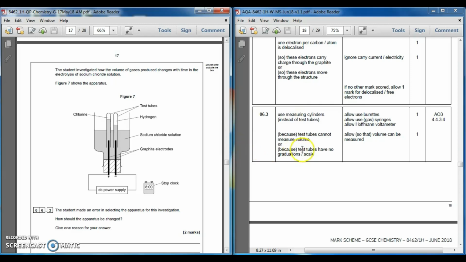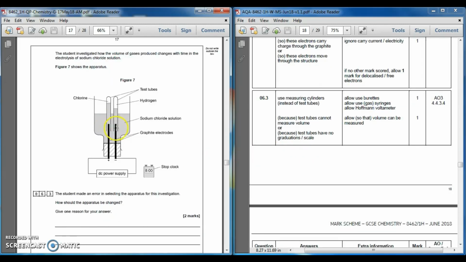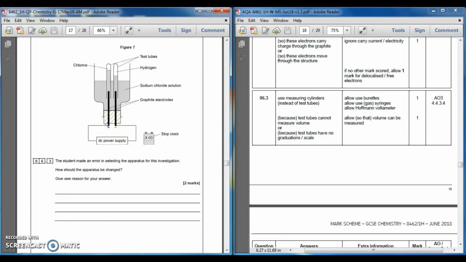So some people spotted that, but they didn't say what they'd need to do about it. So if you'd used measuring cylinders instead of test tubes, that would have been fine. You could have also said use a burette or any other thing that would measure it. A gas syringe could possibly work as well. And then the explanation why, because the test tube can't measure the volume, or the test tube has no graduations or scales along the side.